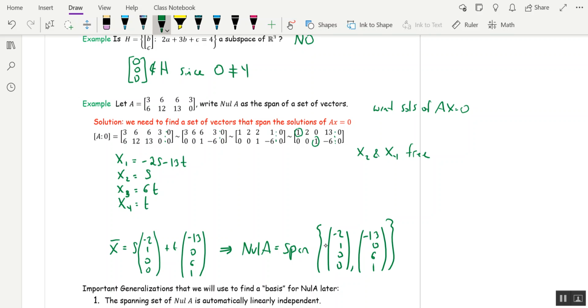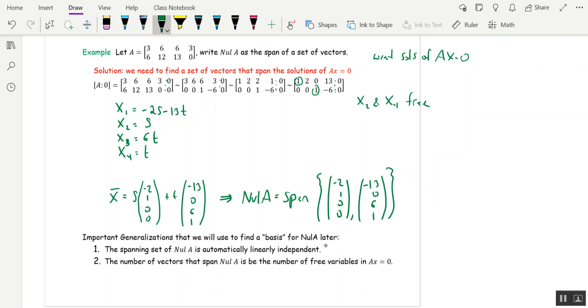When we start talking about basis, which might be the next section, a couple of important generalizations. First of all, those 2 vectors are automatically linearly independent because the only solution to x bar being 0 would be both s and t are equal to 0. So I have 2 linearly independent vectors in that set, and the number of vectors in that set is the number of free variables in AX equals 0.